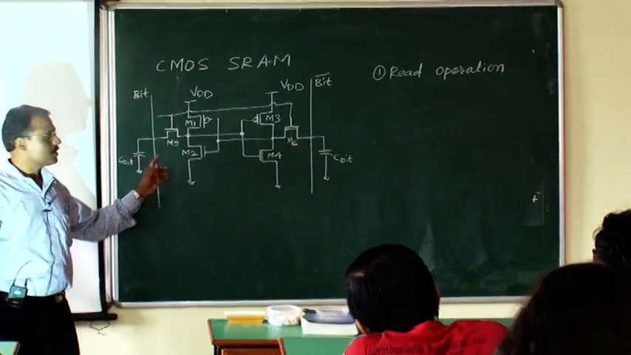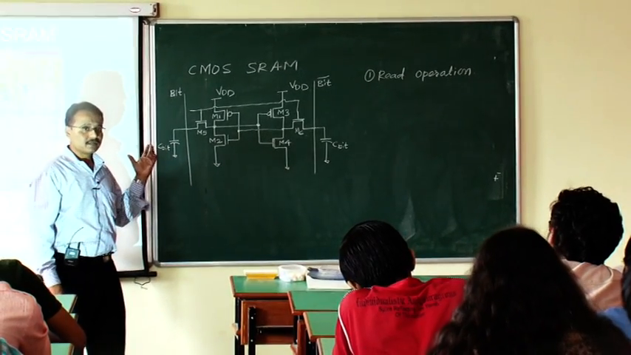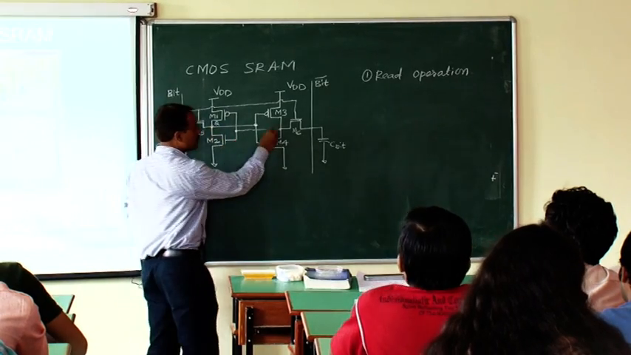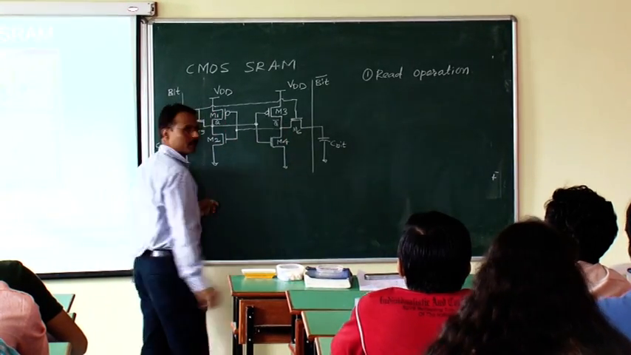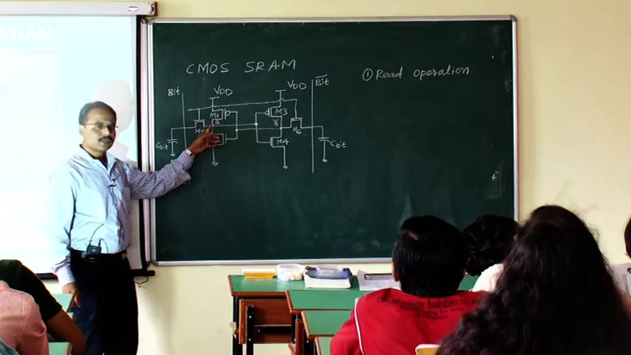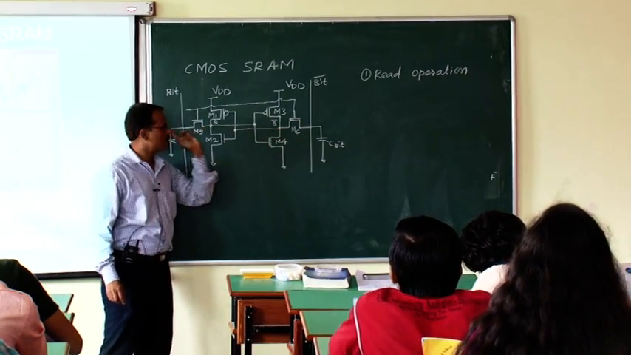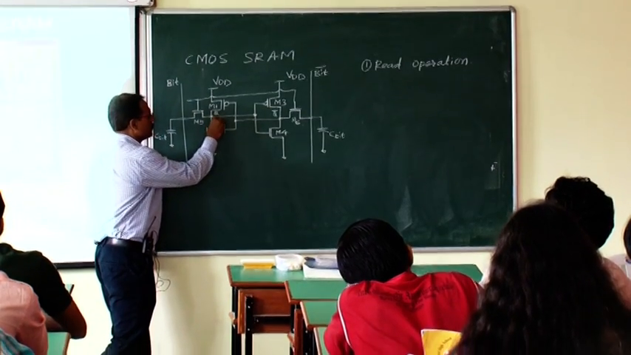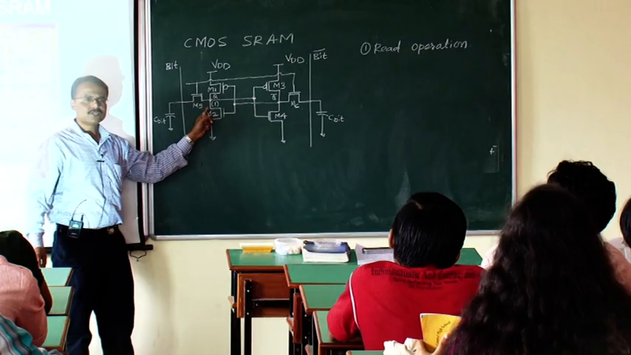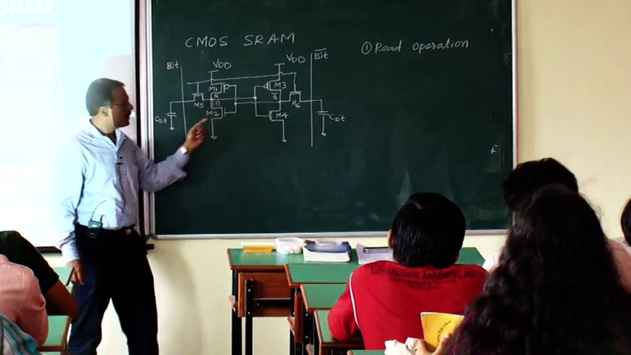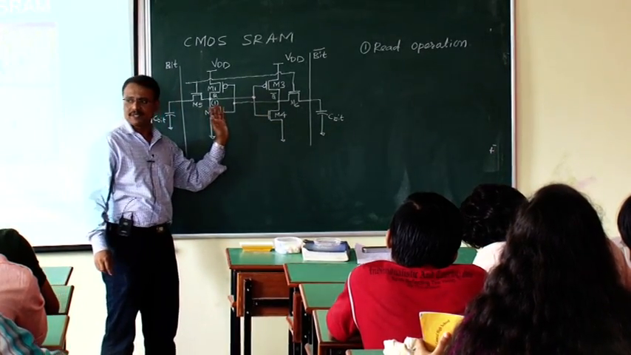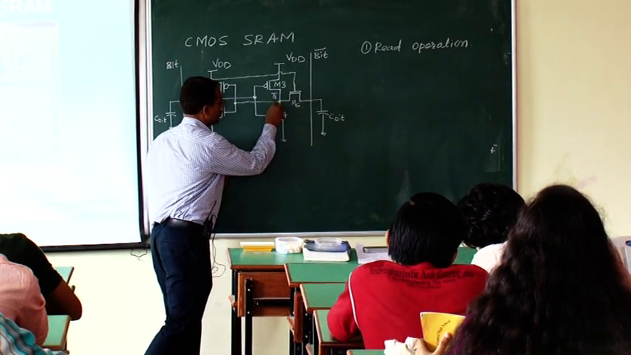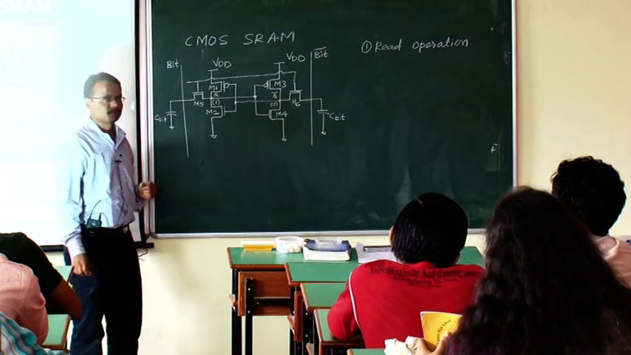Read operation means something is stored in this memory and I want to read that. For example, consider here this is Q, the internal node, and this is Q bar. This is internal node Q and this is internal node Q bar. Now just consider that 1 is stored. Logic 1 is stored here. So definitely what will happen to Q bar? Q bar will be 0.